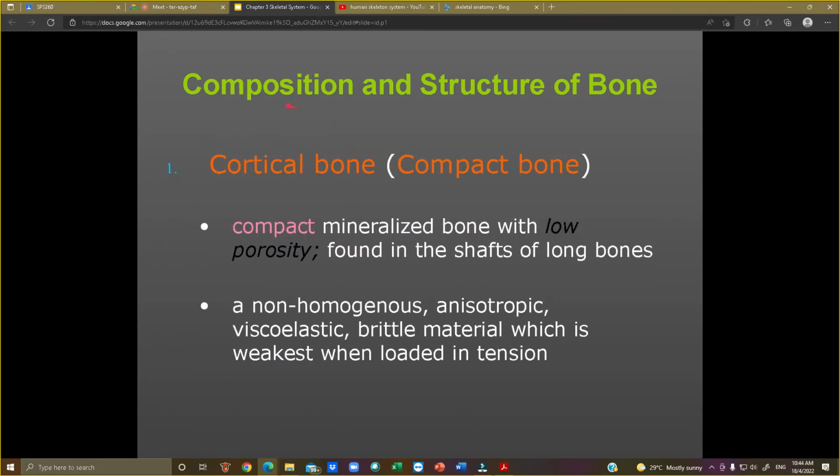Cortical bone, since it is compact, low porous, found in most of the shaft, this type of bone is more able to withstand compressive strength. Dia kuat dekat compressive tapi dia tak kuat dekat tension. Means cortical bone, if you put some tension, means you pull or you twist, it will easily shatter.